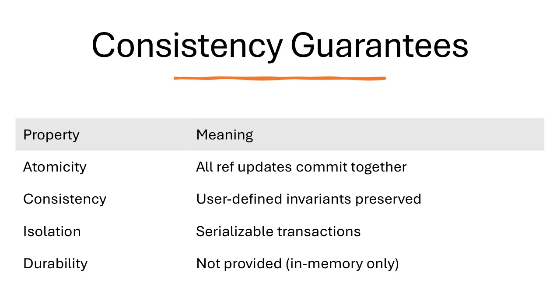Isolation means transactions appear to run one after the other, even if they run concurrently, so the effects are serializable without interference. Lastly, durability isn't provided here since this STM operates purely in memory, so changes are lost if the system stops or crashes. This setup balances strong correctness guarantees with the flexibility of in-memory operations.